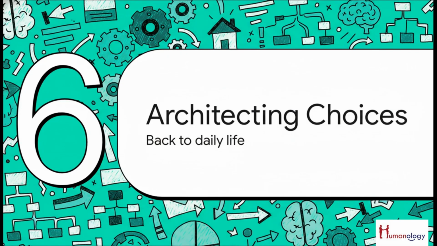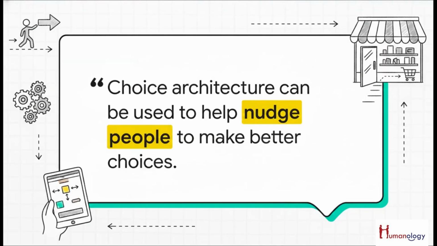Which brings us to our final section, architecting your own choices. Ultimately, as the source points out, choice architecture can be used to help nudge people to make better choices. And that's absolutely crucial. It's really not about trickery, it's about optimization. Whether it's an institution organizing its intake forms, a grocery store laying out its produce aisle, or an app tweaking its interface, this architecture is literally constantly at play. It's always there, gently guiding you toward what the architect defines as a better choice.